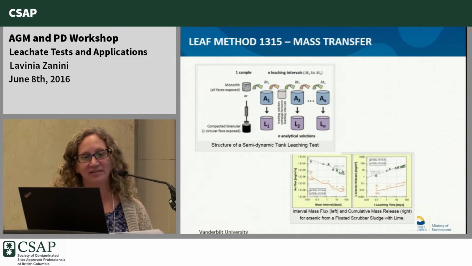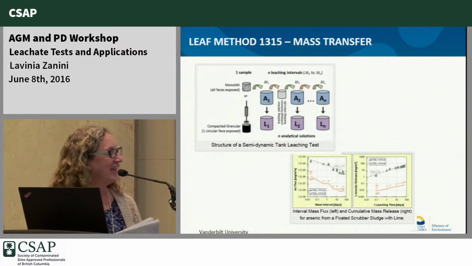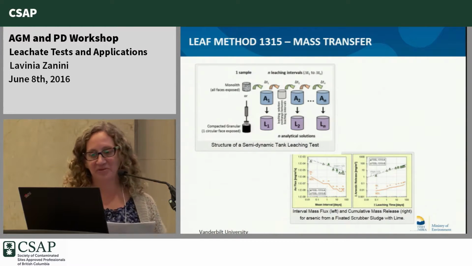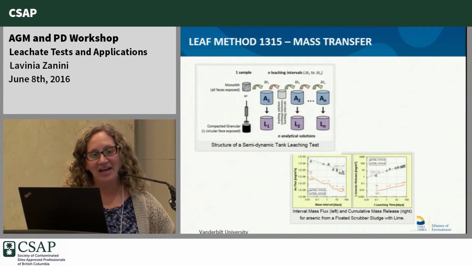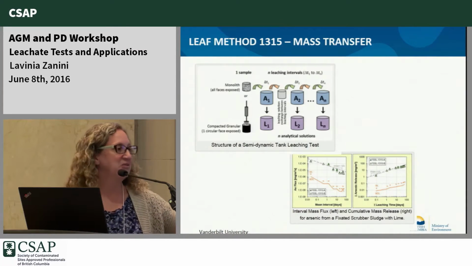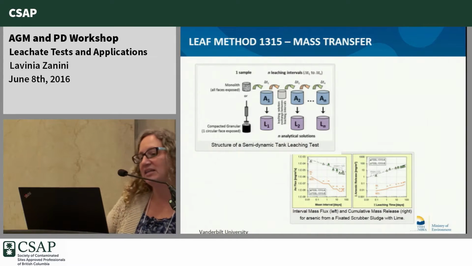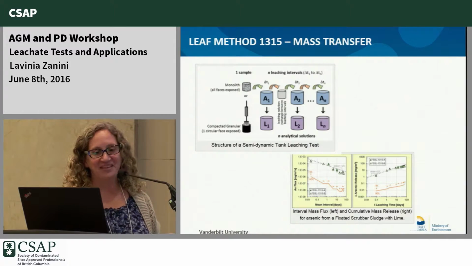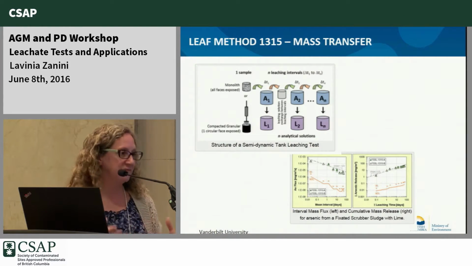The last method is called the tank leaching test. And again, this one is more popular in Europe. I don't think I've ever seen it done here. I've seen column tests done at the university. So just so you know, they are done, especially in mining. But this one's really cool. It's to determine diffusion and mass flux as well.